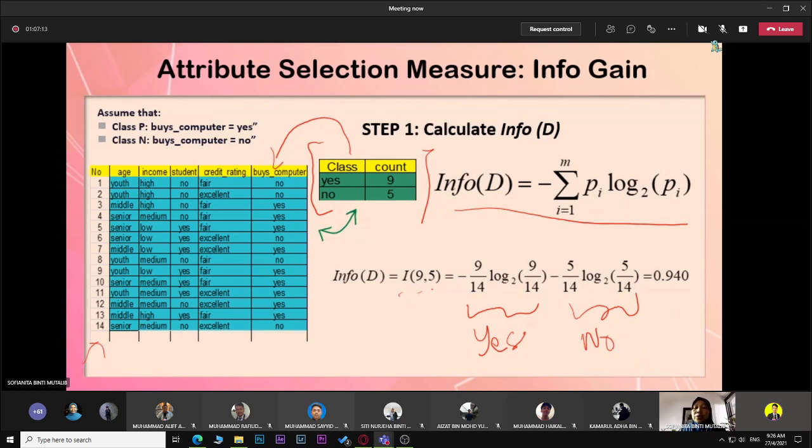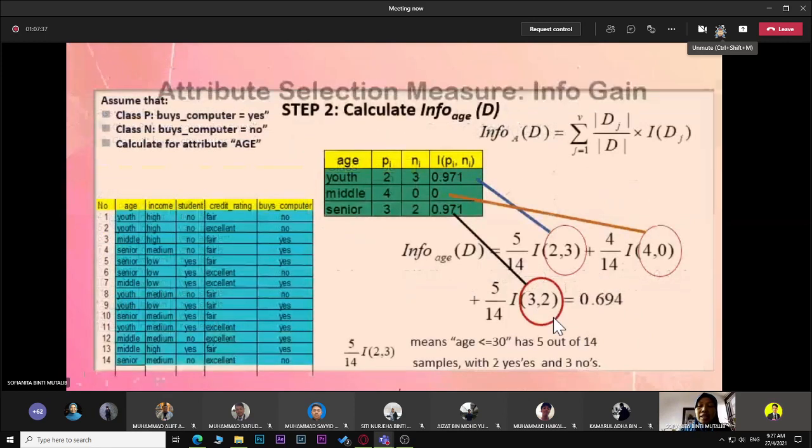So you are going to use log 2 on your calculator. Any problem? Can you use log 2 on the calculator? You need to practice. Okay. So this is clear, right? This is again the information of the data set, based on the class.